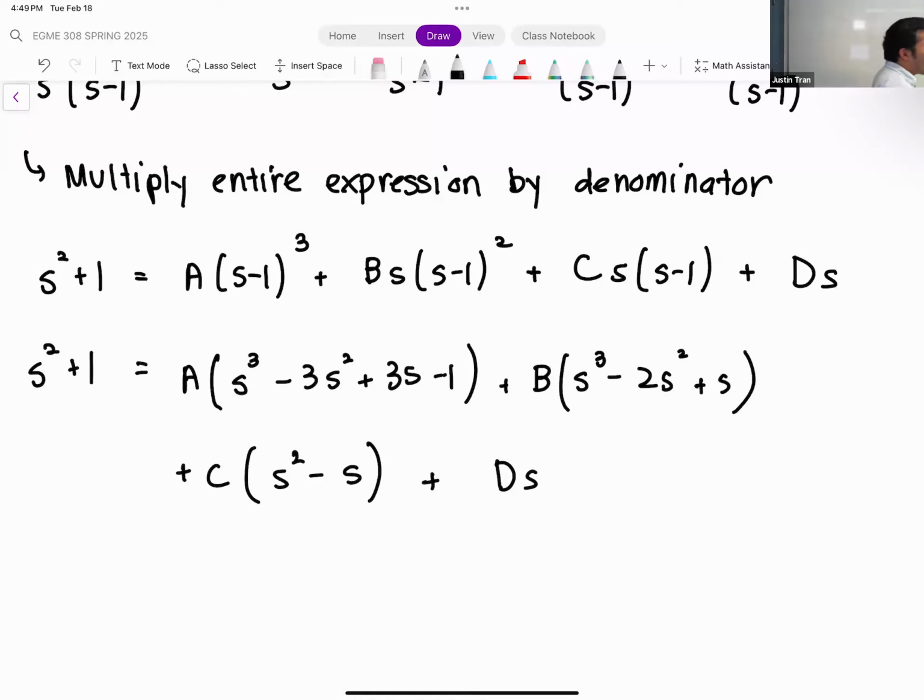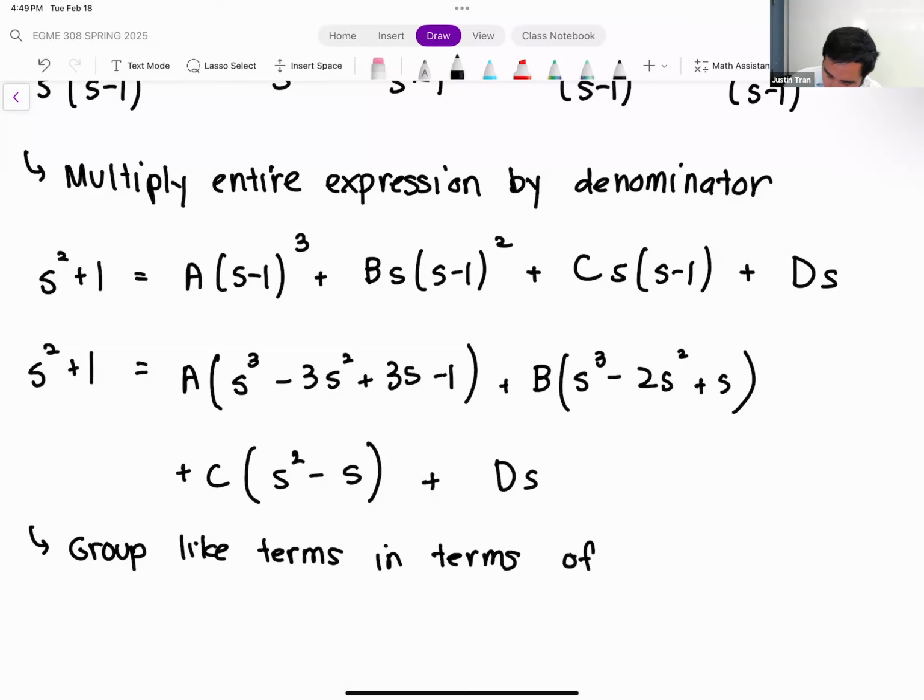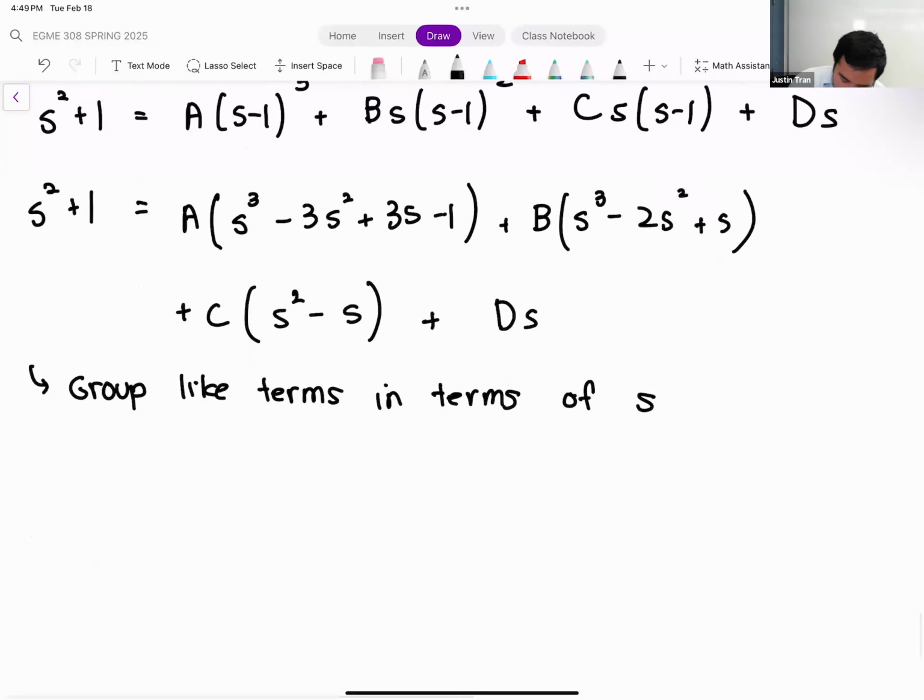All right. So remember when we first started, I said all this is algebra. Well, this is the algebra. So you can decide whether this is better or worse than what we did before. All right. So now that we have this, let's go ahead and group the like terms in terms of s. On the left-hand side, we have s squared plus 1.